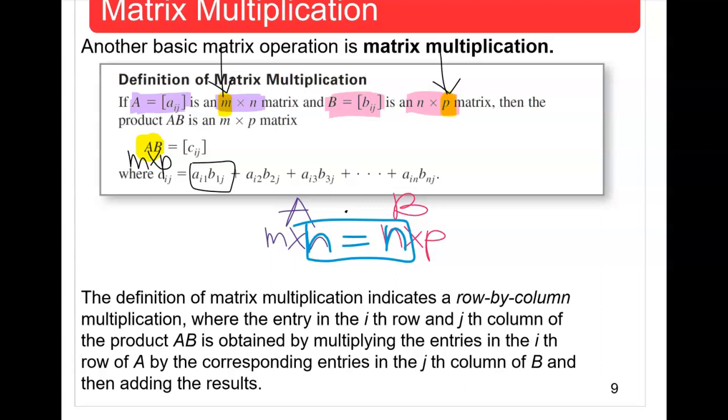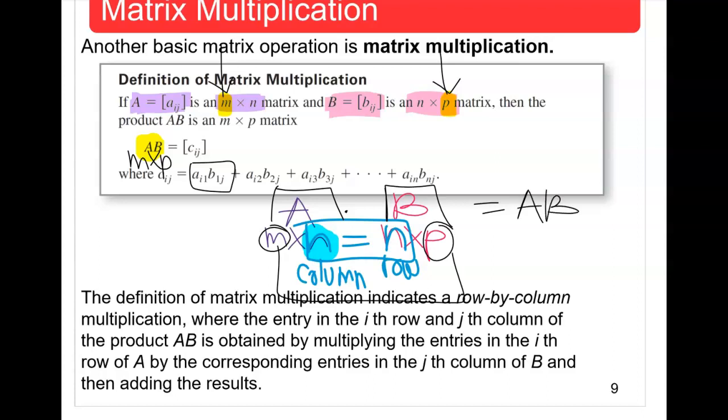And I'm going to highlight what we're saying here. We have to check that the number of columns of matrix A matches the number of rows of matrix B. And what we are going to be multiplying will be the rows of matrix A, which is here, times the columns of matrix B, and those will be the dimensions of the resultant matrix.